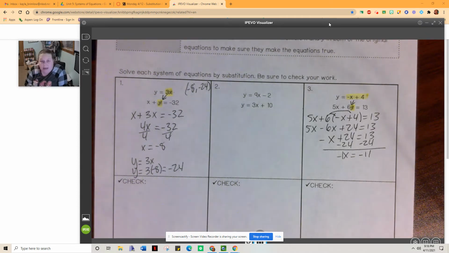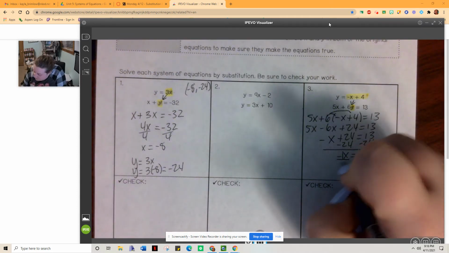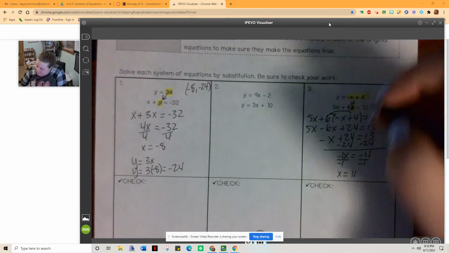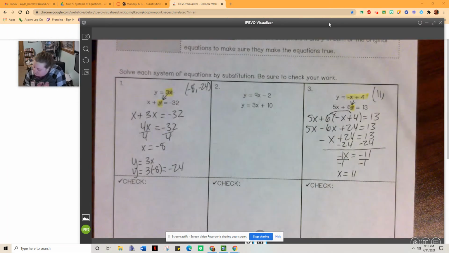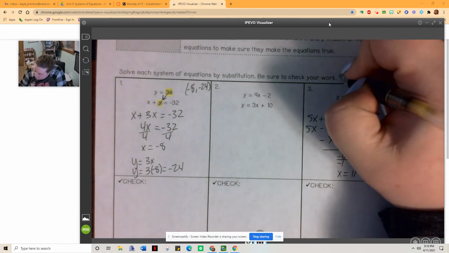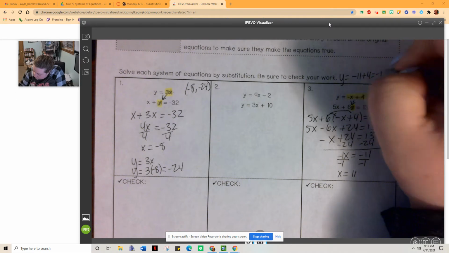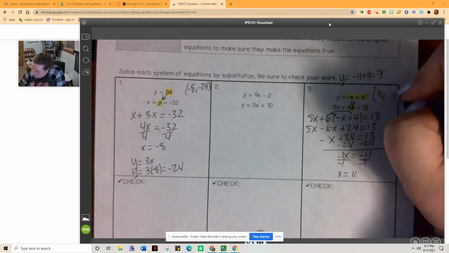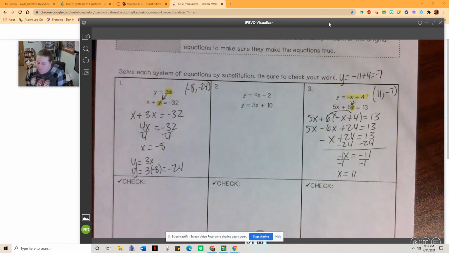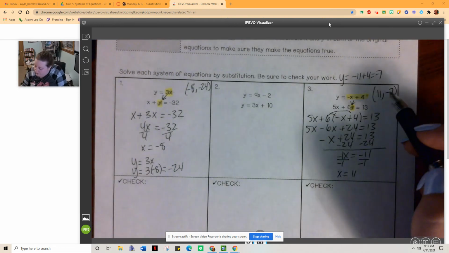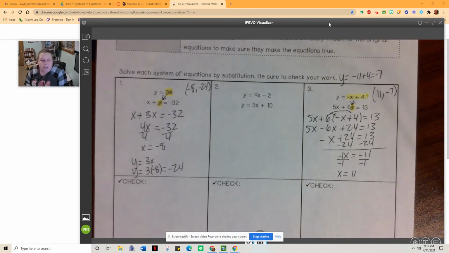This is really saying negative 1 times x. The opposite of multiplying by a negative 1 is to divide. Therefore, x is 11. Okay, so 11 goes here. Now they tell me to find y. I'm going to do negative x, which is negative 11, plus 4, which is negative 7. So the ordered pair or point of intersection for these two functions is (11, negative 7).